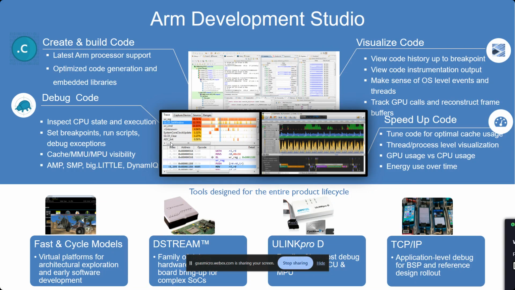You can set breakpoints and debug exceptions and interrupts. If you want to view cache, MPU, MMU, this is all part of Cortex A. We don't have cache, MMU and all in Cortex M. We can also see or debug multiprocessor systems, like asymmetrical multiprocessing, symmetrical multiprocessing, big little, DynamIQ.